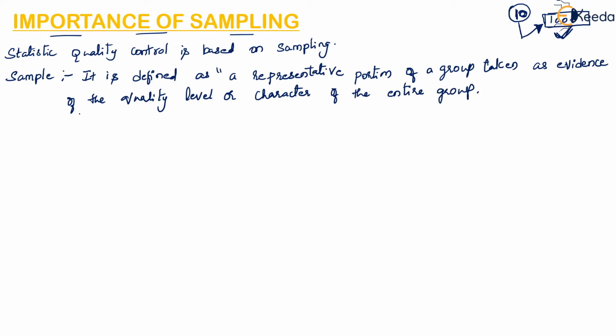There is always a risk that the sample that is drawn may not be representative of the group. That is the risk. So this aspect has led to different sampling techniques and sampling theory developments with the objective of ensuring selection of representative samples.